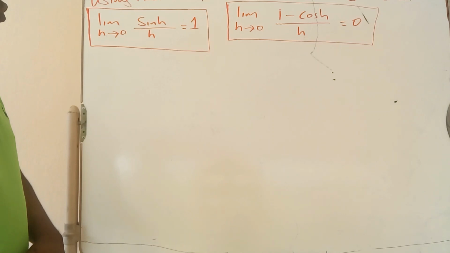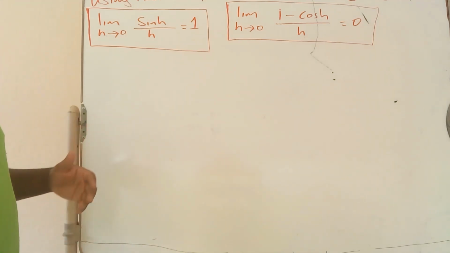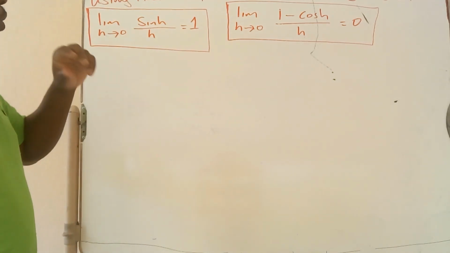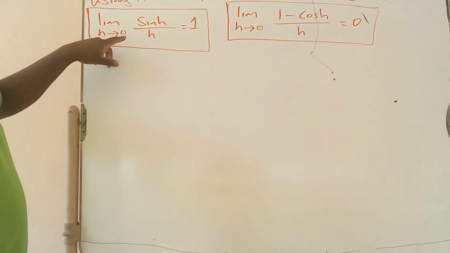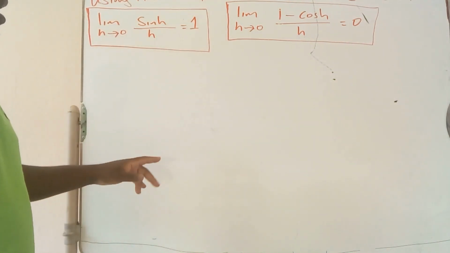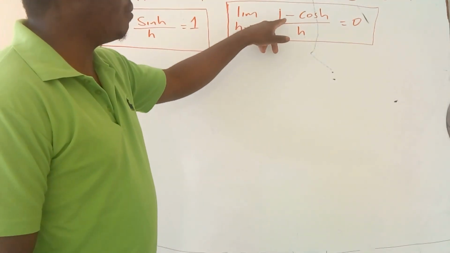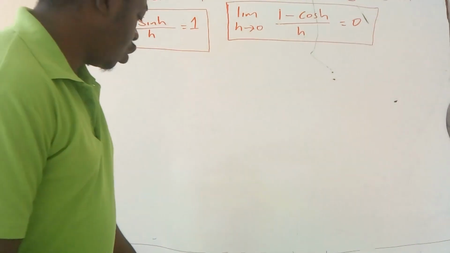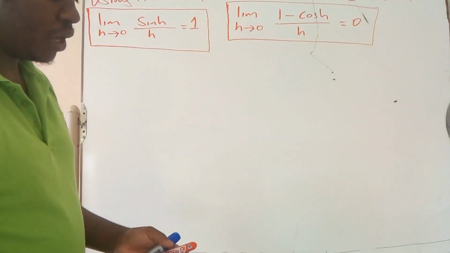In this video, you will learn about how to use first principle to differentiate trig functions. But before I teach you that, there are two rules that you need to remember. One of them is the limit as h approaches 0, sine h over h is equal to 1. You must also bear in mind that the limit as h approaches 0, 1 minus cos h over h is also equal to 0.